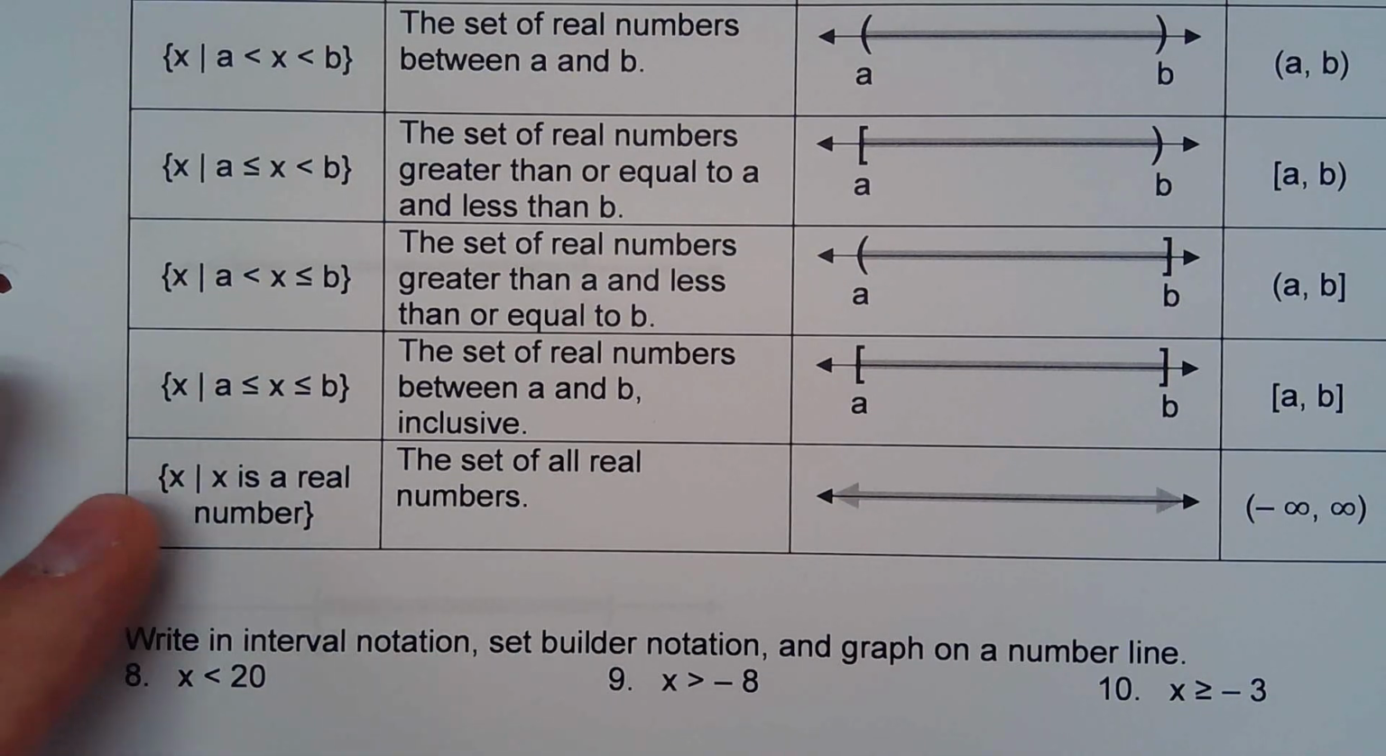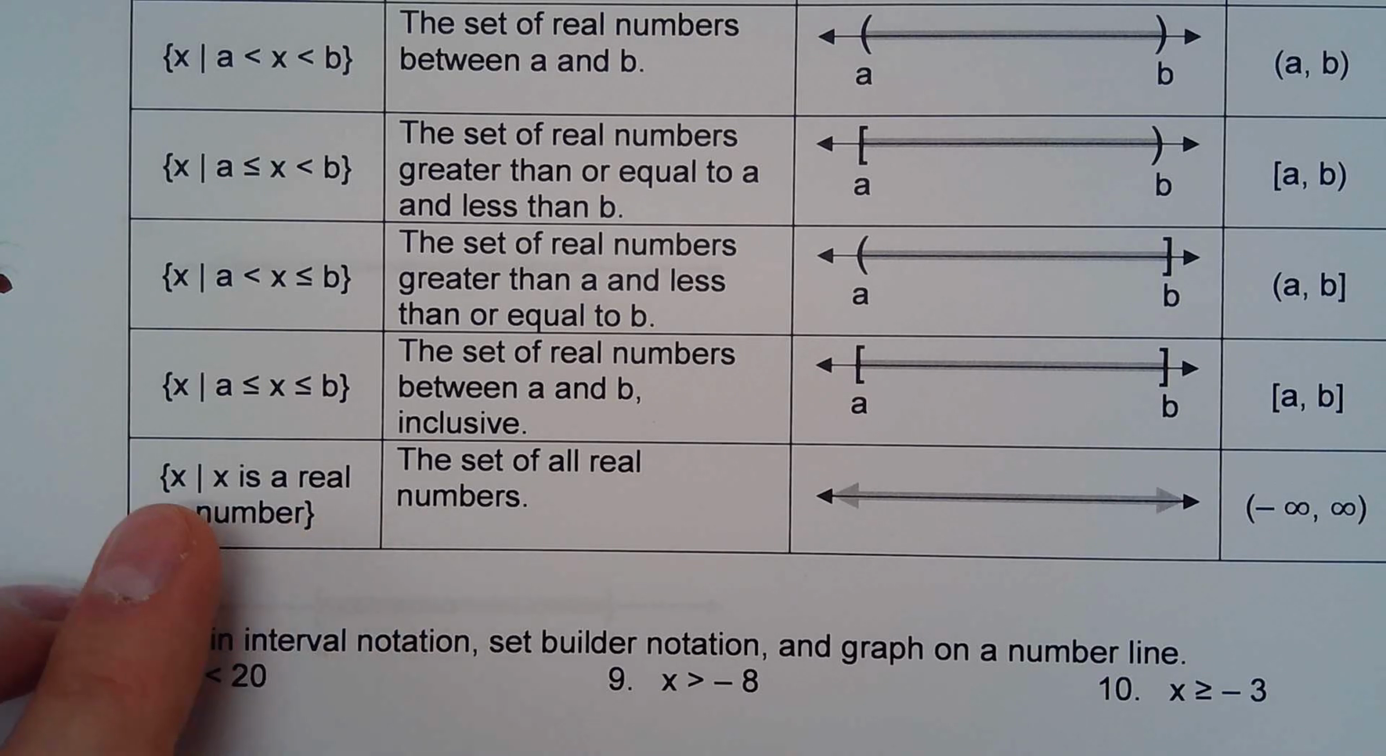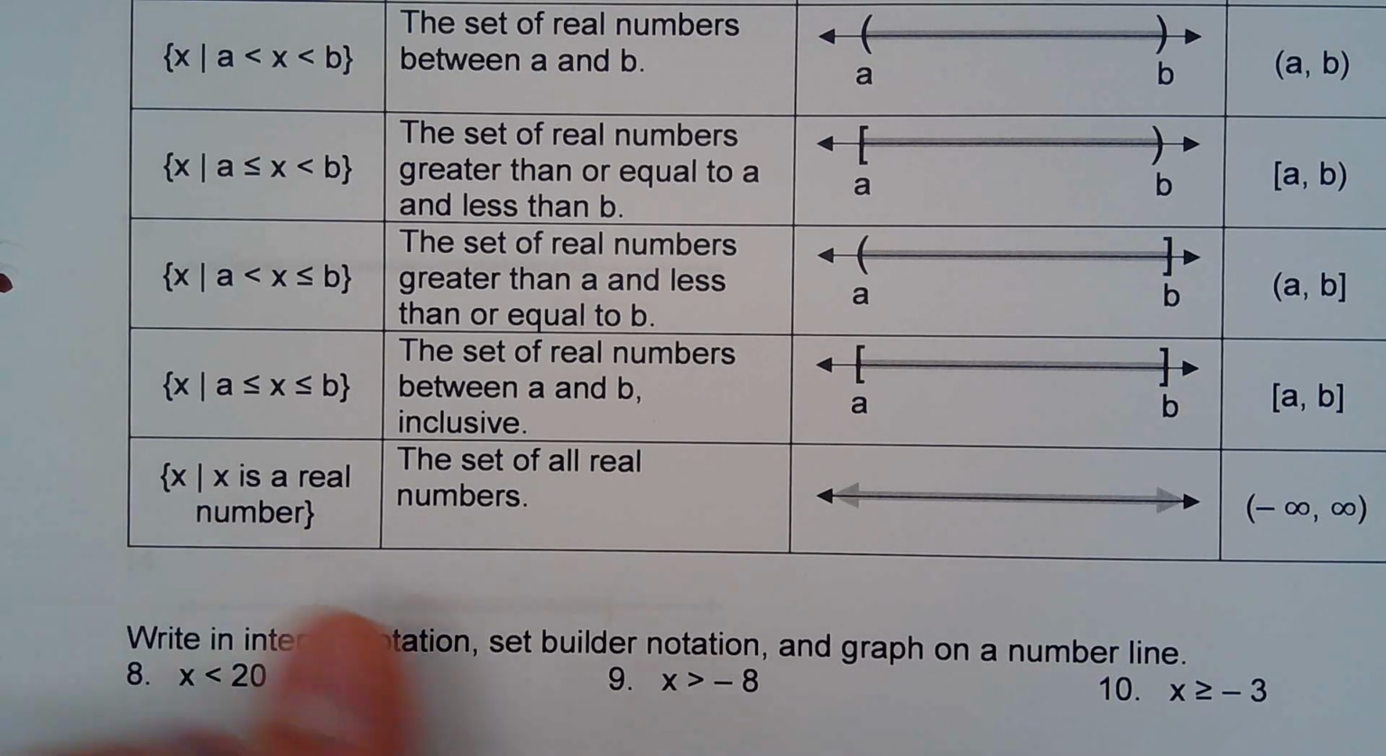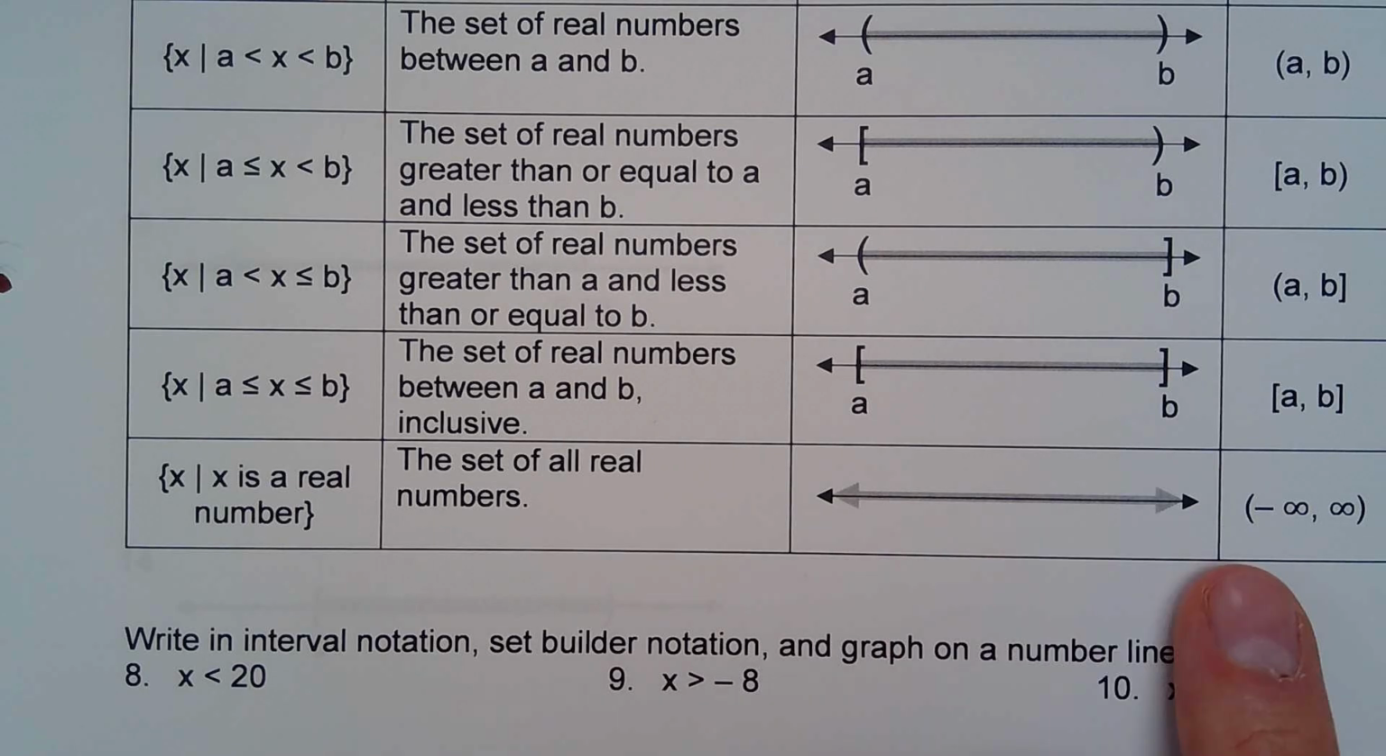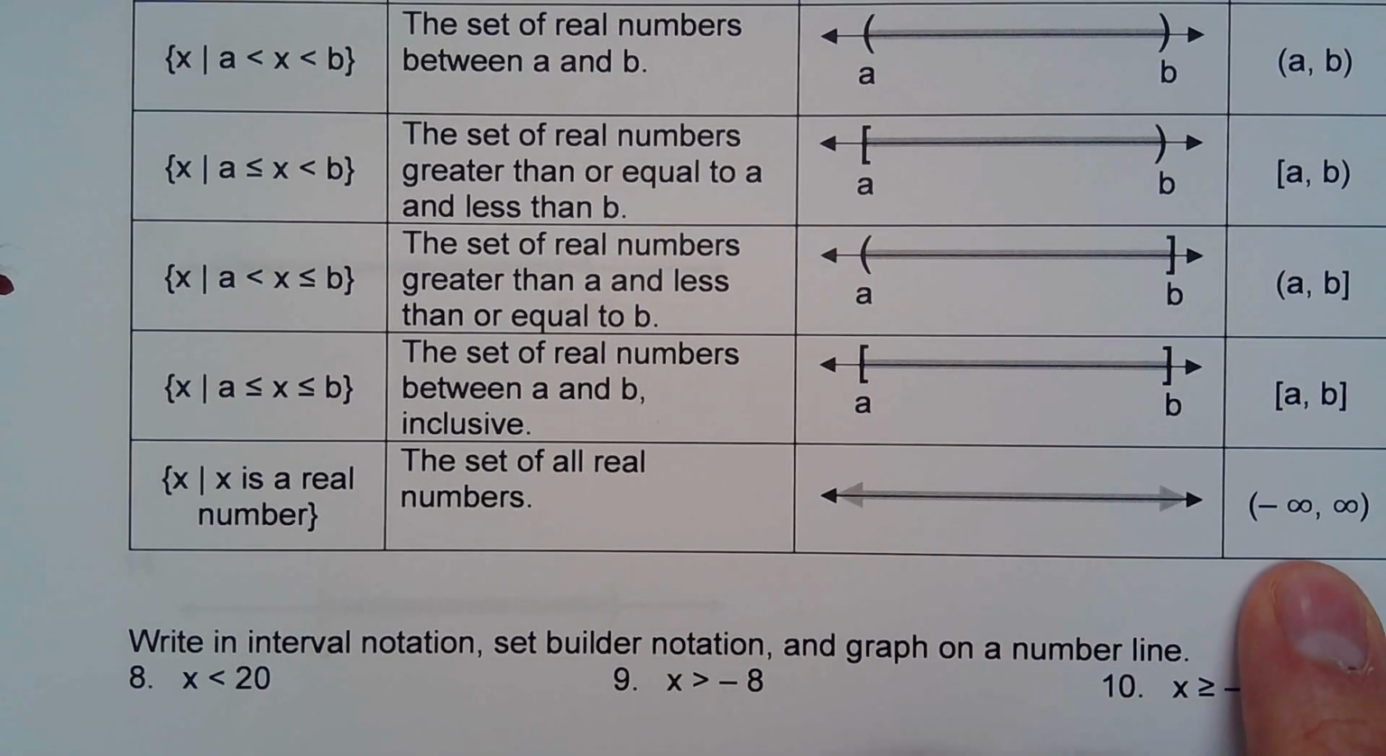And if we want to say the set of all real numbers, here's how we write it in set builder notation. We graph the number line covering everything, and my interval notation is from negative infinity to positive infinity.